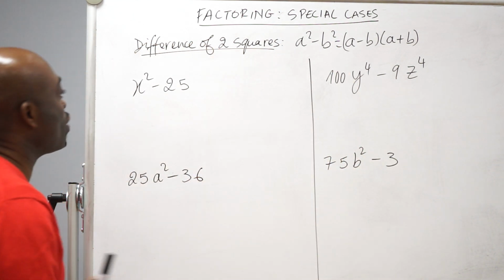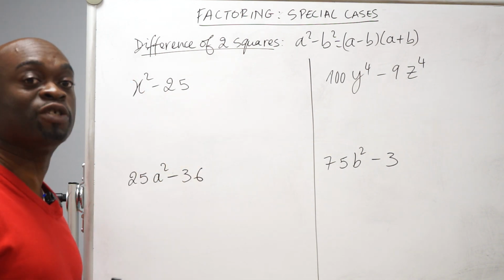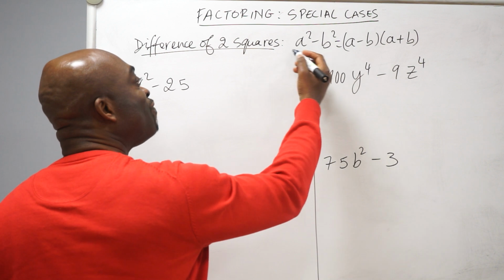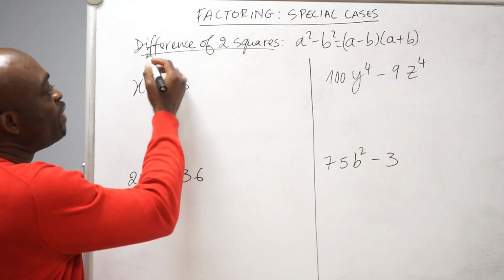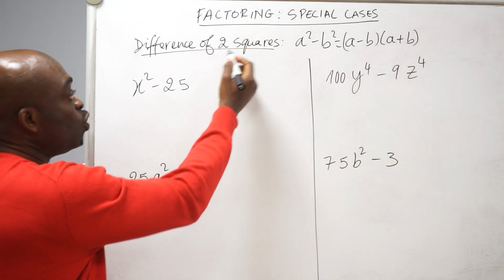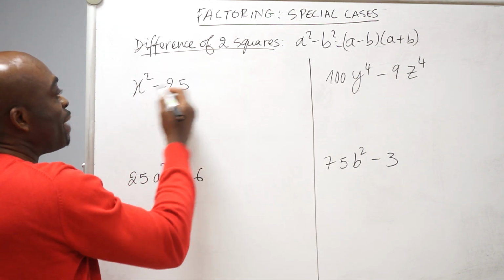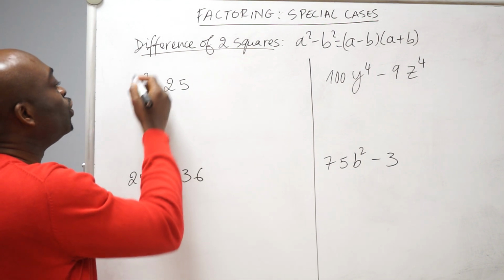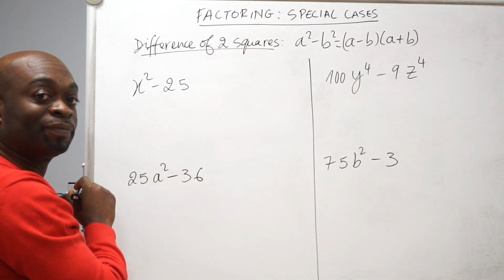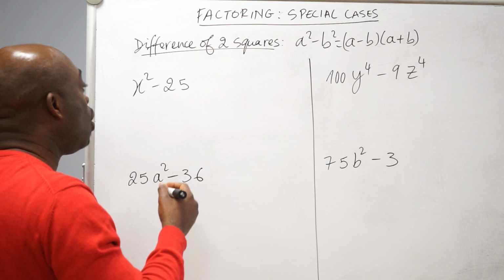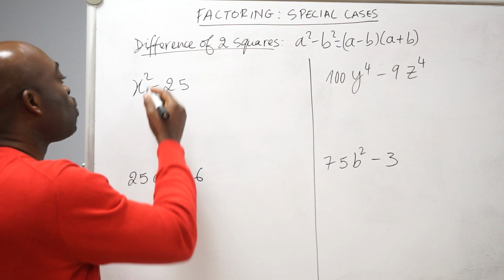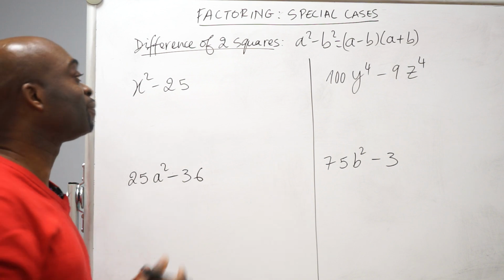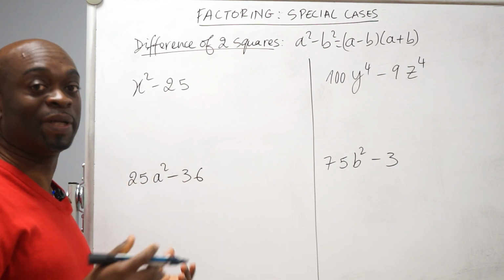All right, so let's take the first question here. We have x squared minus 25, so what we're looking at is this format. Do we have that format? It says difference, and difference means minus, of two squares. Meaning that if you are able to take the square root of this one and it comes out evenly, that just means what variable, multiplied by itself, gives you this one here. That would be x.